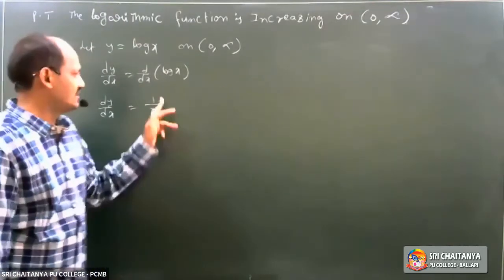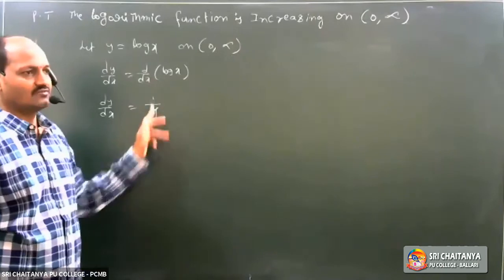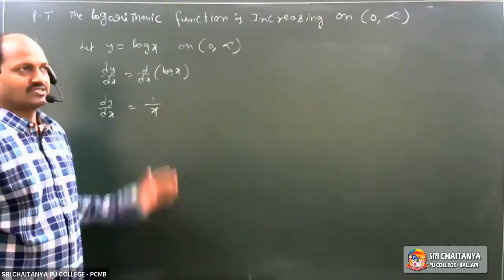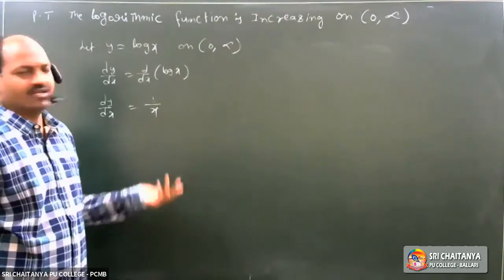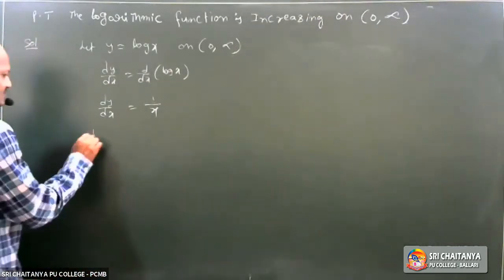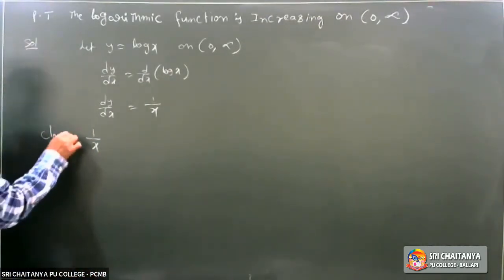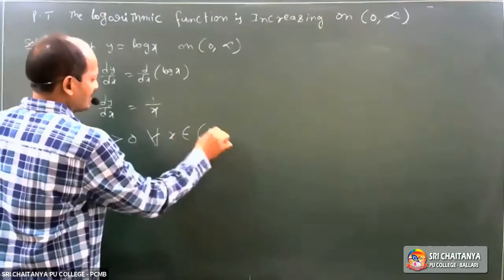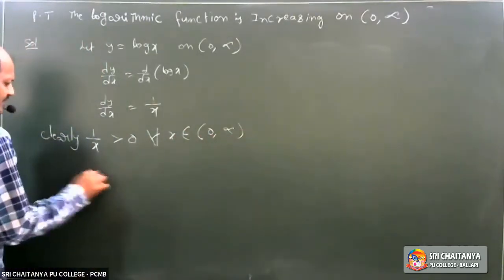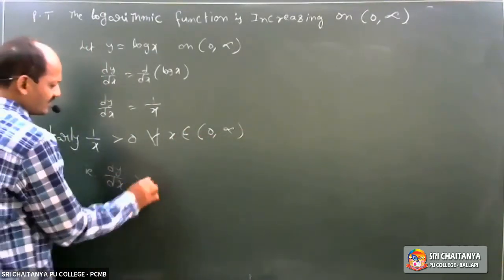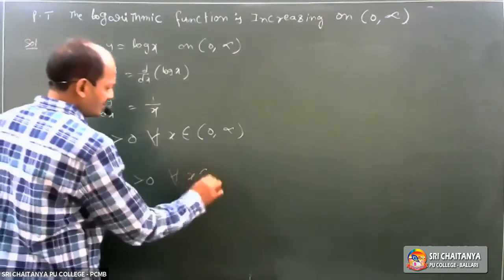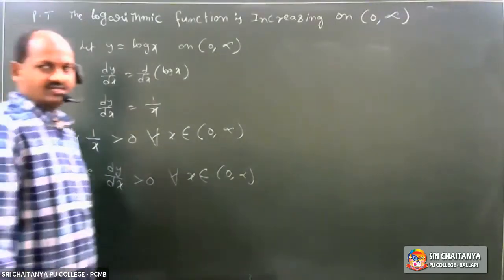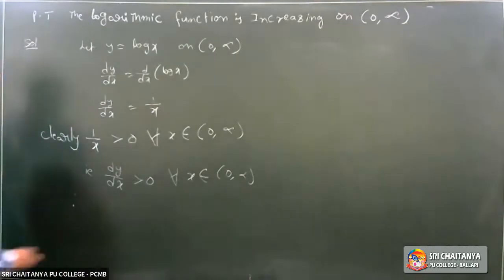So x equal to 1, consider 1 by 1, that is 1. x equal to 2, consider 1 by 2. 3, consider 1 by 3. All are greater than 0. So the first derivative is greater than 0. Clearly it is increasing. So 1 by x is greater than 0 for all x belongs to 0 to infinity, that is dy by dx is greater than 0 for all x belongs to 0 to infinity. Therefore, the logarithmic function is increasing on 0 to infinity.